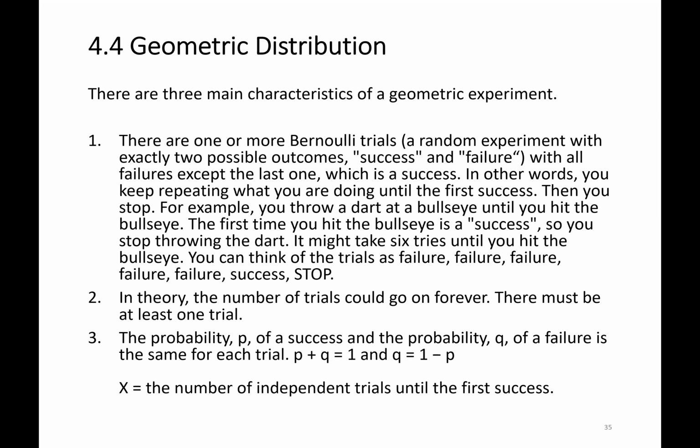The probability P of a success and the probability Q of a failure is the same for each trial, and the sum of P and Q is equal to 1. So Q equals 1 minus P. So the random variable is the number of independent trials until the first success.